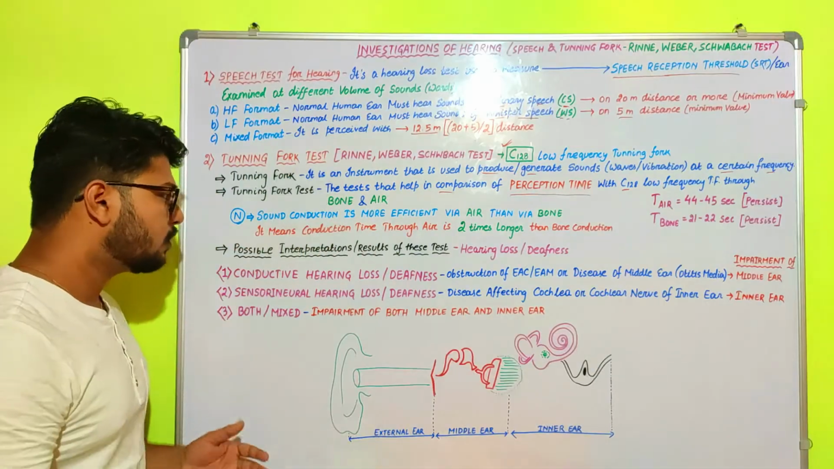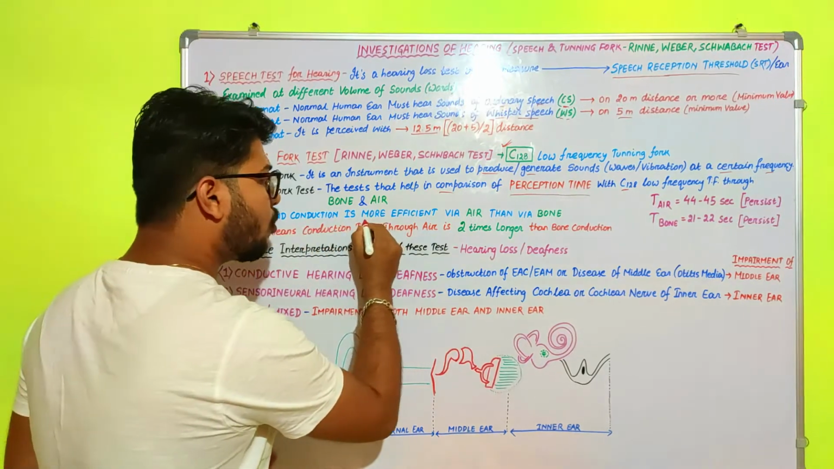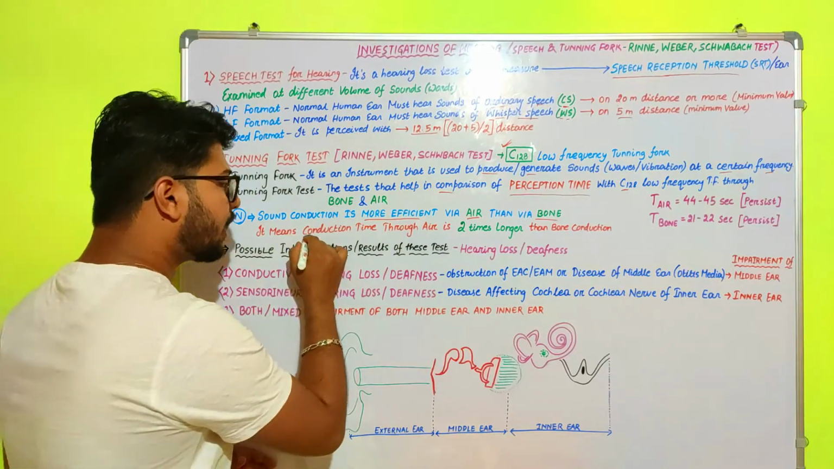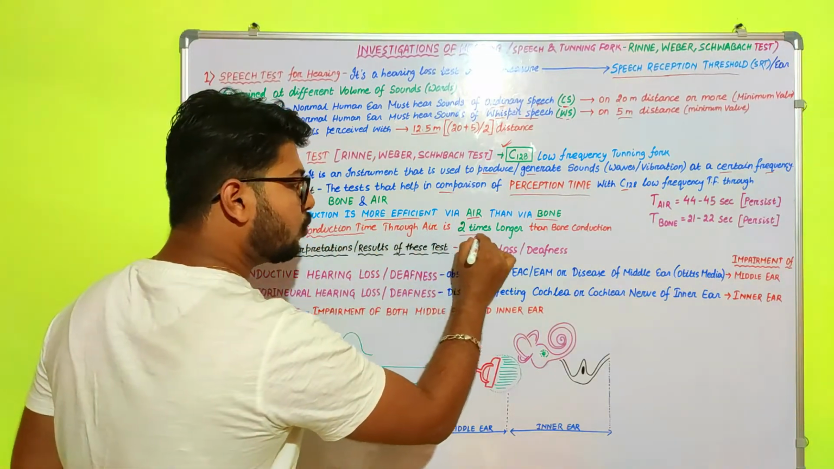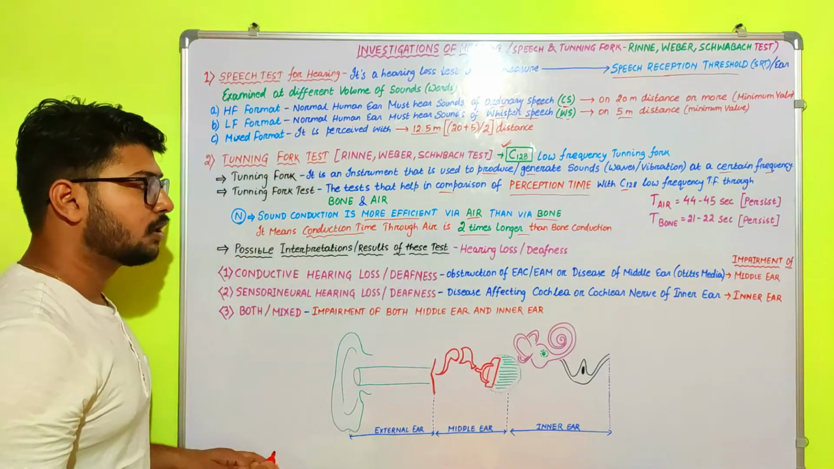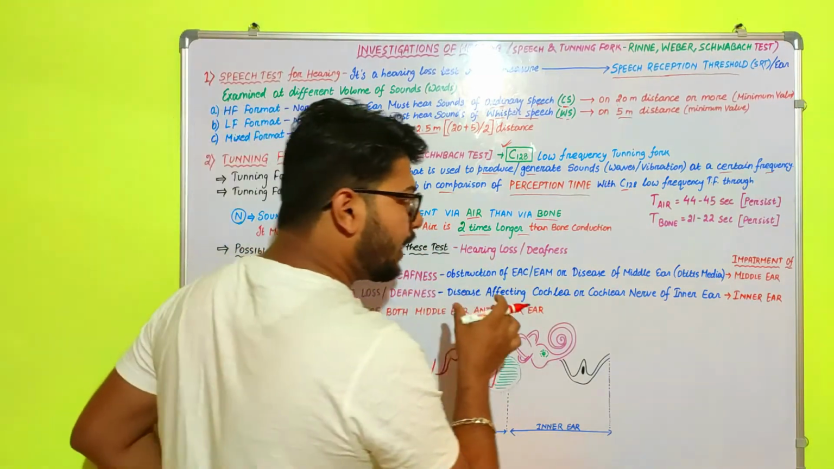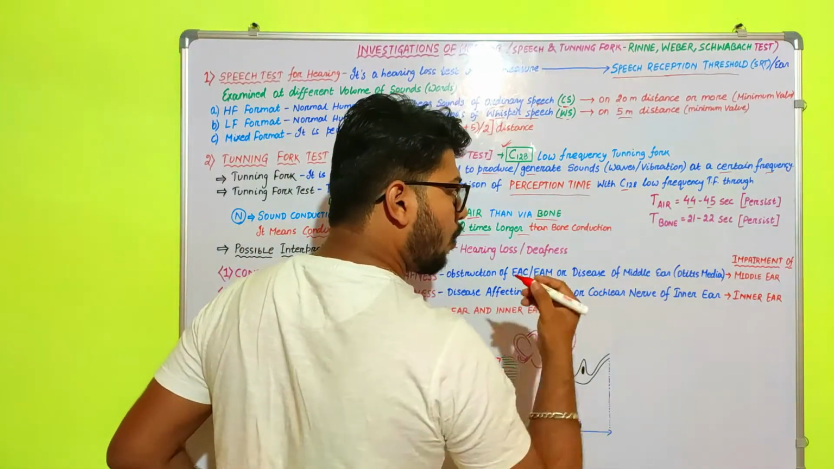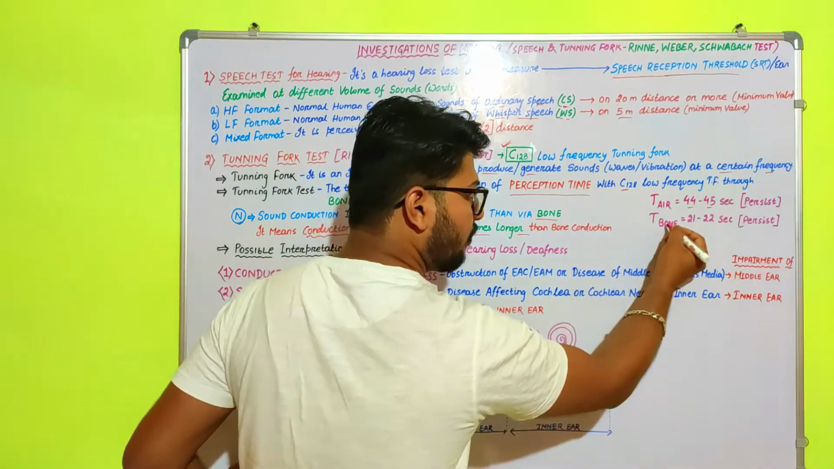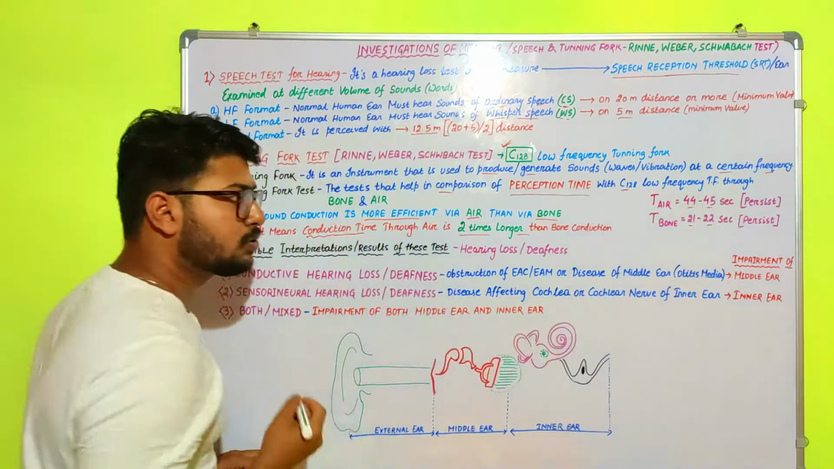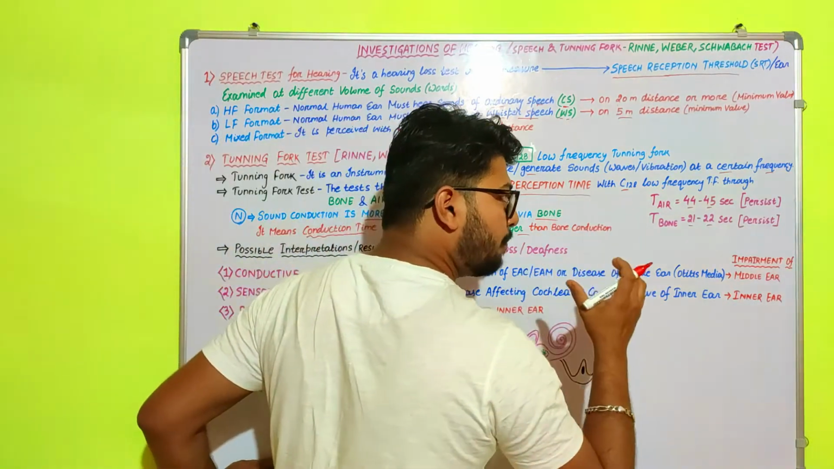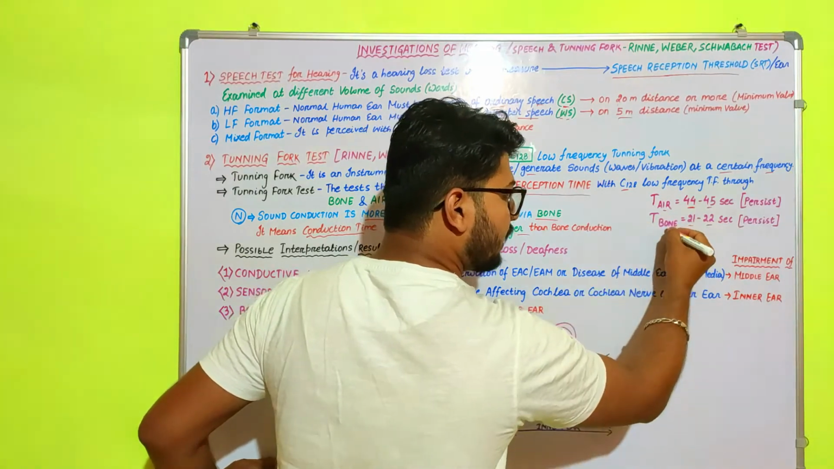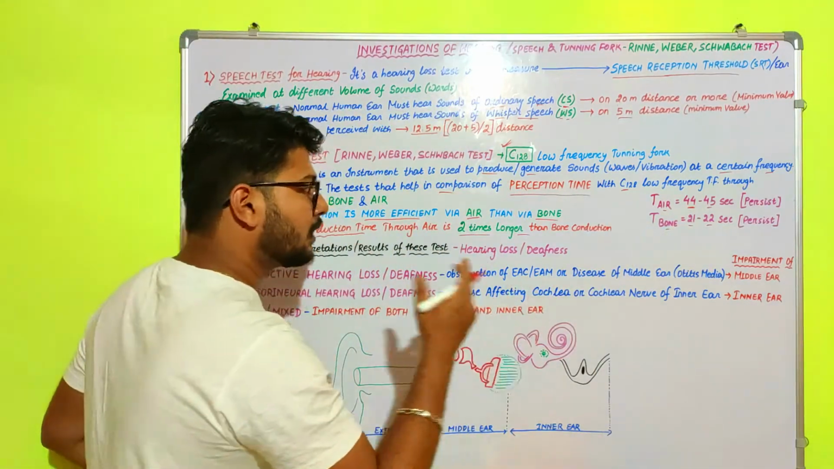So normally, physiologically, the sound conduction is more efficient via air than via bone. It means that the conduction time through the air is 2 times longer than the bone conduction. What do you mean by this? The time taken for the conduction of the sound wave through the air is 44 to 45 seconds, whereas the time taken for conduction of this sound wave through the bone is 21 to 22 seconds. It means the sound persists much longer through air than bone, or twice as long as bone conduction.